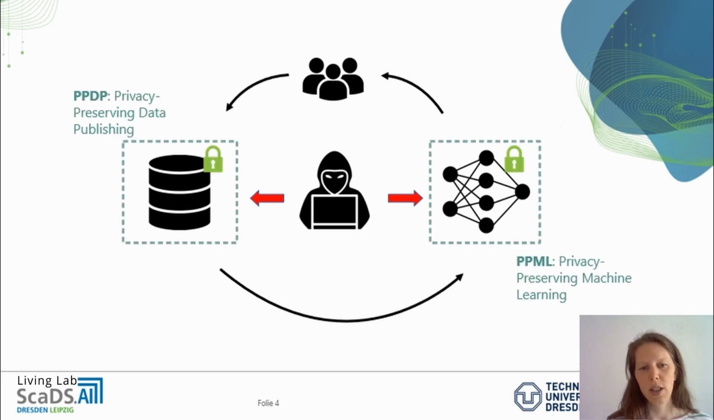The first one is privacy preserving data publishing. This is used to protect the data source so that it can safely be published without revealing information about the users contained in the dataset. And the second is privacy preserving machine learning, which aims at protecting the machine learning models before they can be published or accessed by third parties.